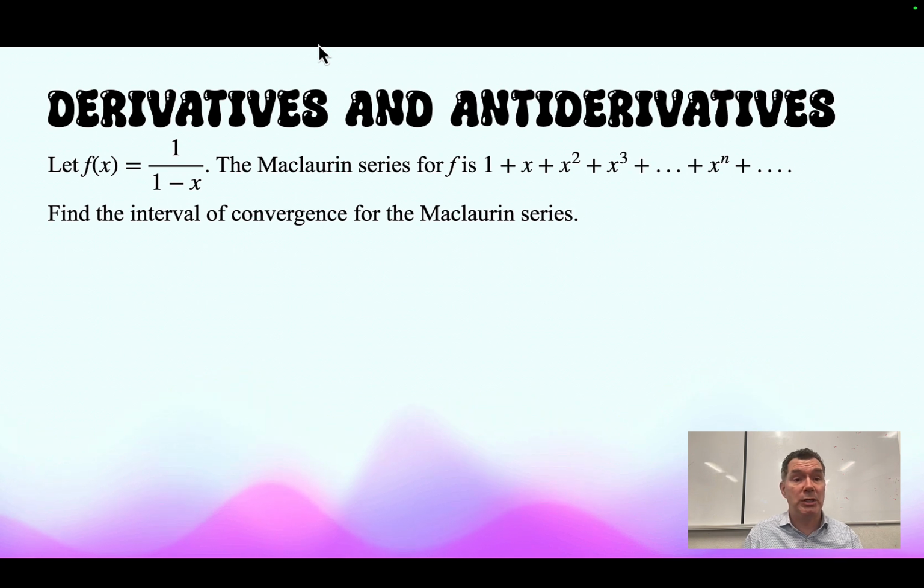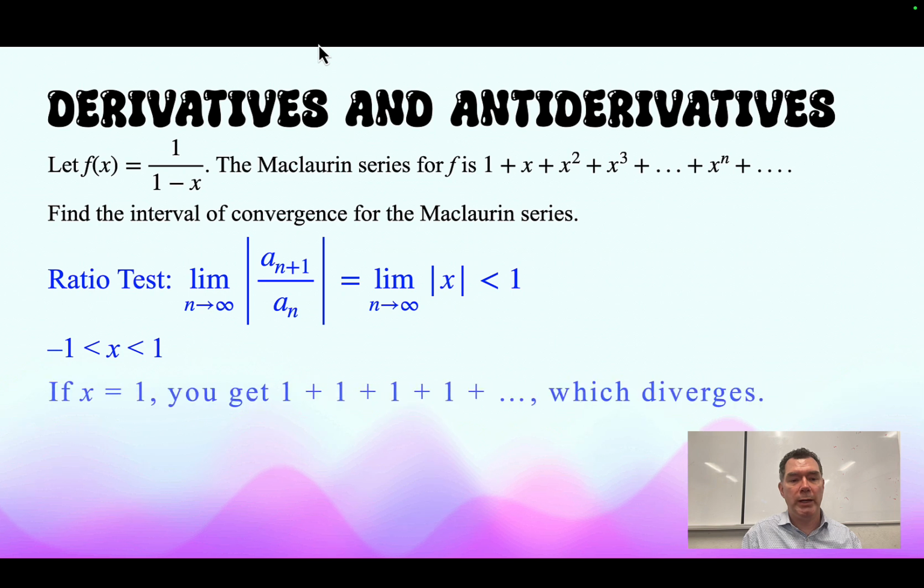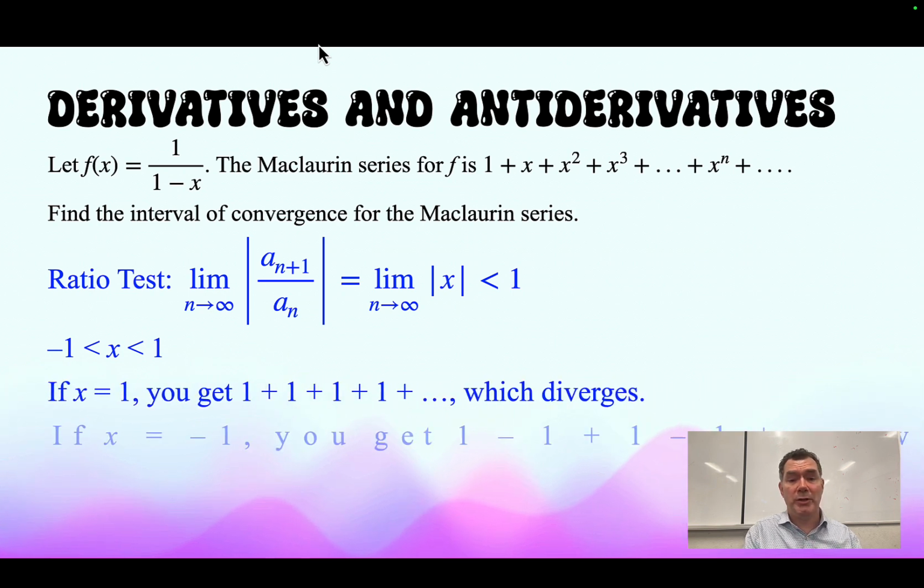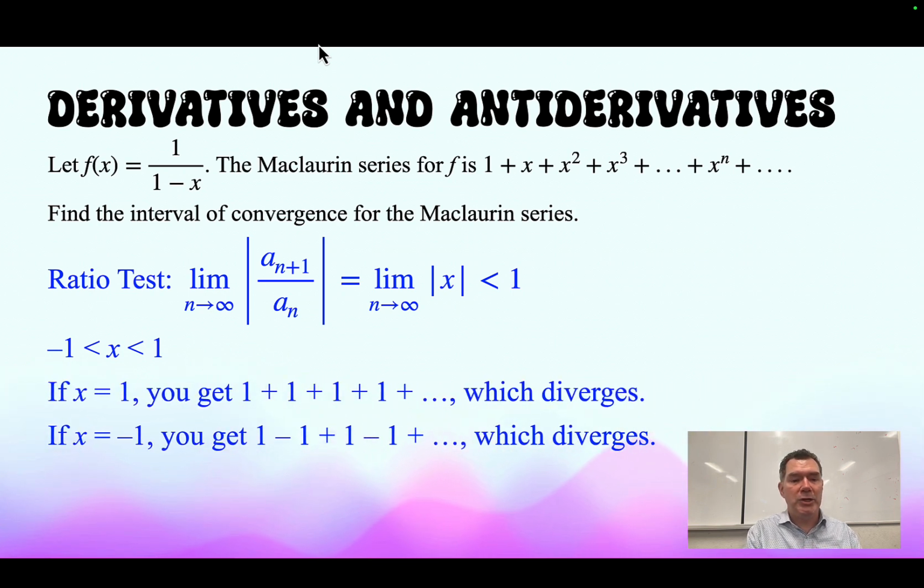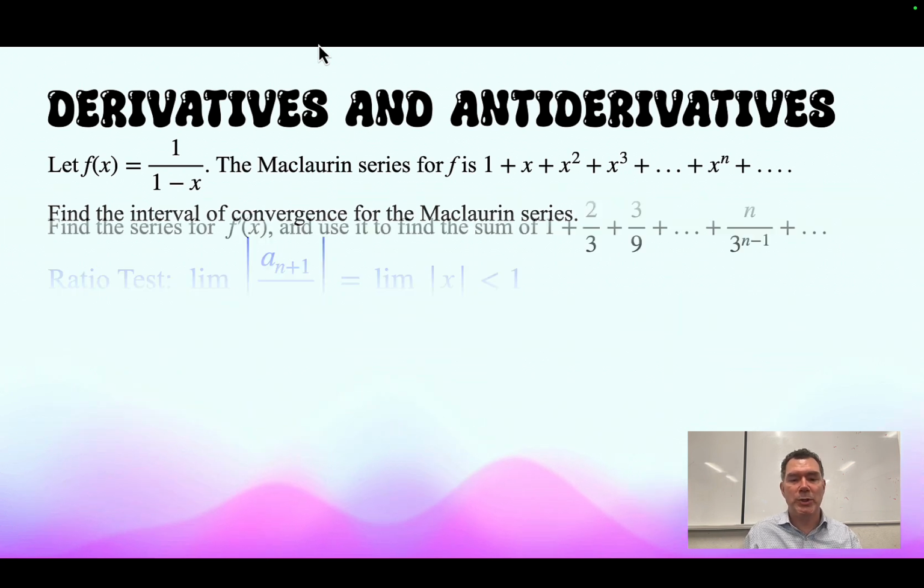I've got the function that's represented by 1 over 1 minus x. We know that that's a geometric series, so the Maclaurin series looks like that, 1 plus x plus x squared, and so on. The interval of convergence, we already know that because we know what it is for geometric series. Your x has to be between negative 1 and 1. You could plug those in if you didn't remember, but you'll notice that at the endpoints, the series diverges. We kind of knew that anyways. So the interval of convergence is between negative 1 and 1.